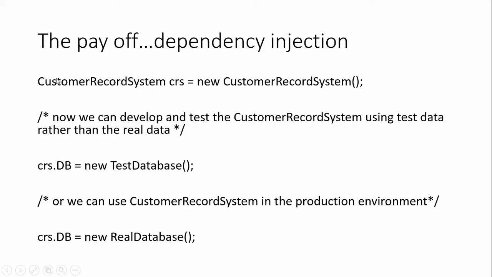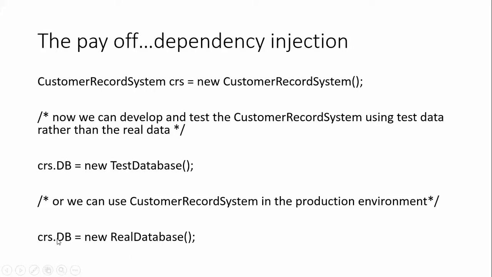And then we could do something like this. We could create a customer record system, and then we can create a new database and assign it to the customer record system. We can say, hey, customer record system, here's your database, go. Right, so here we're making a new test database, and as long as that implements the iDatabase interface, we can assign it to DB. Or we could make the real database, so that's real customer data, and assign it to the customer record system's database, right?